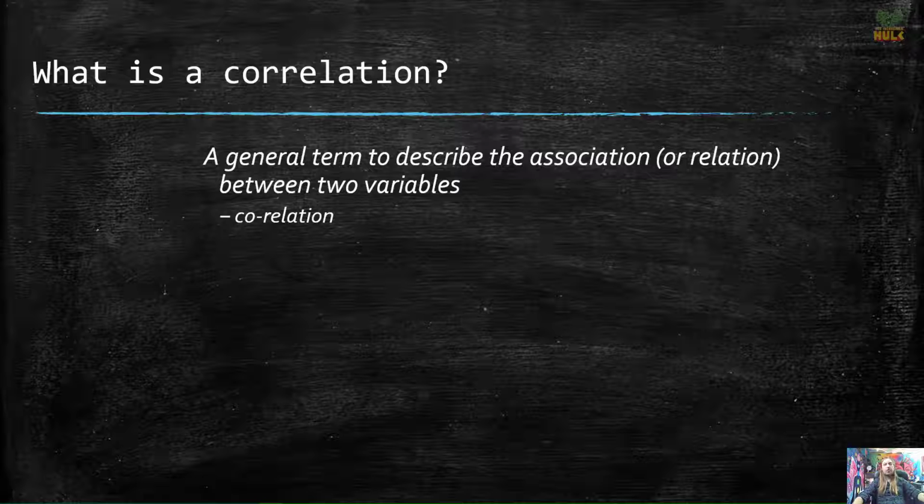Break it up, you got co-relation, right? Multiple things, relation, how they are related, how they are associated, how they are similar or different in some way. It basically says, when one variable increases, does the other one tend to increase? Or when one variable increases, does the other one tend to decrease? Or is there no relationship whatsoever between the two of them? That's the essence of a correlation.